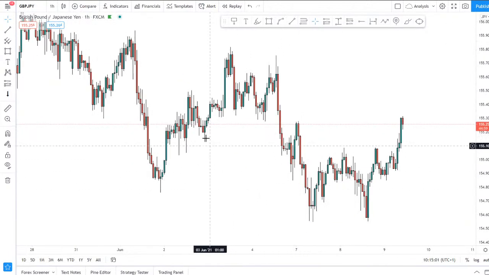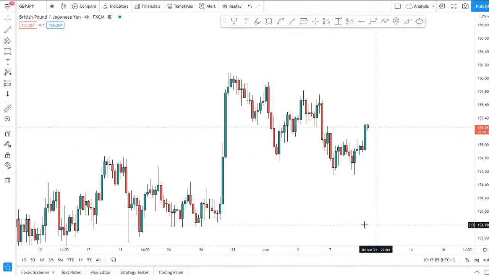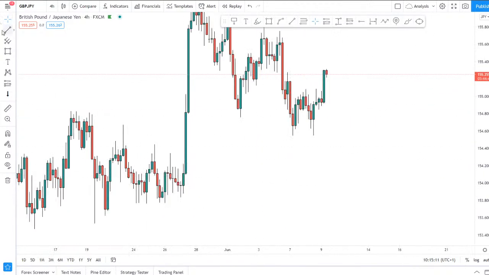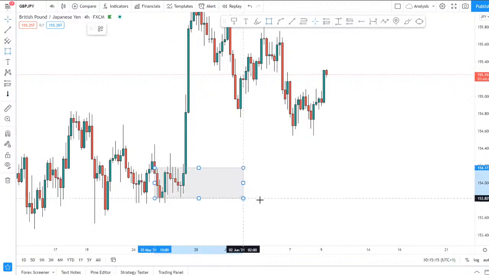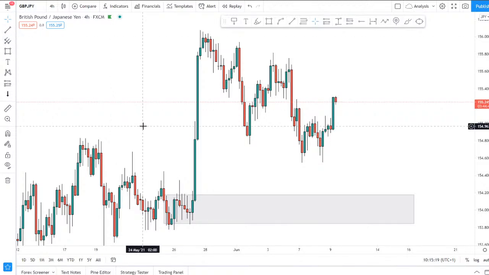Pound JPY, this one's still quite bullish there as well. As you can see, pushing to the upside quite aggressively, and so we've got a bit of a strong pound this morning. Again, I was favouring JPY to come back to this area here, 154, tap into that area and maybe see some bullish momentum from there.